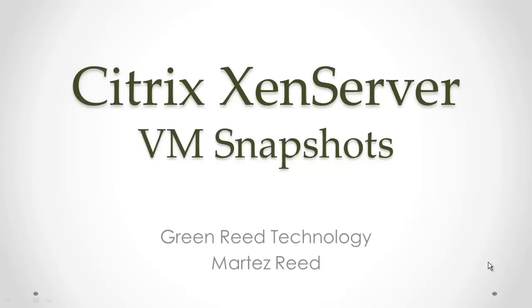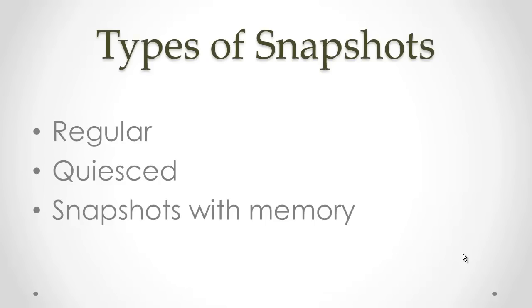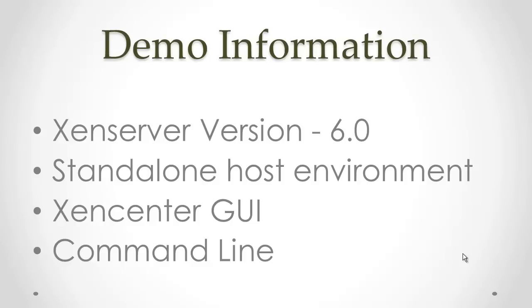In this video, we'll be covering VM snapshots in Citrix XenServer. Snapshots are point-in-time copies of the virtual machine that allow you to revert back to a previous state in the event of an issue with the virtual machine. There are three types of snapshots, and for this video, we'll be covering just regular snapshots. This is the information on the environment.